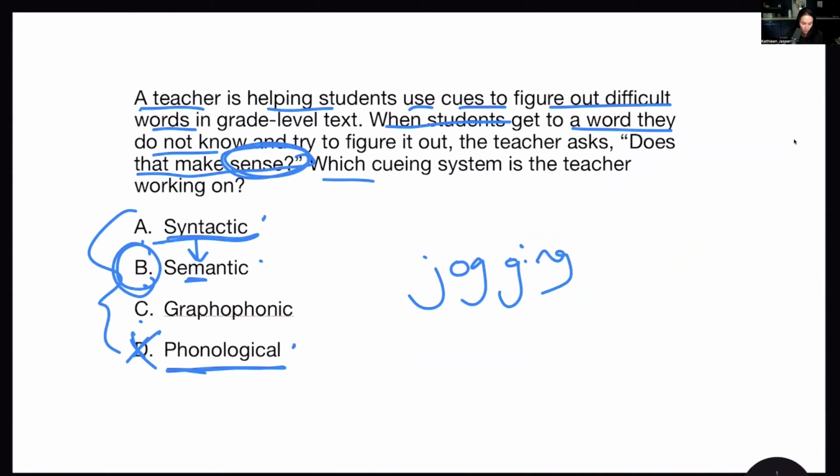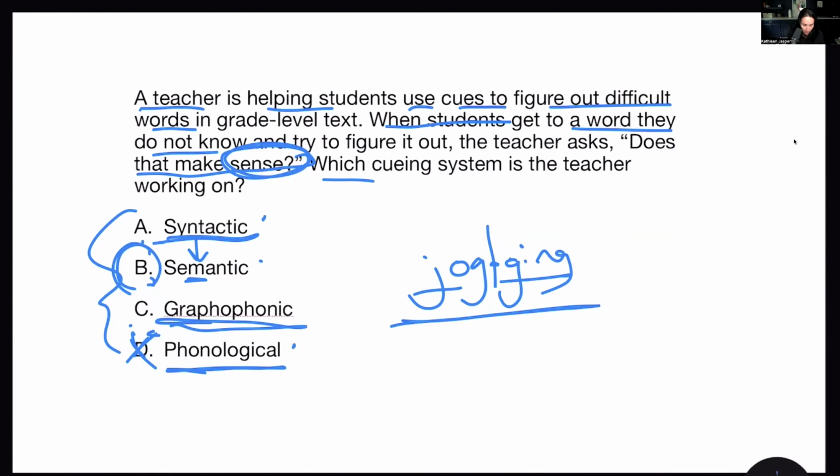And let's say that the student stops at this word in the middle of a paragraph and tries to sound it out and is having a difficult time. You may ask the student to look at the word, look at the codes within the word, maybe break it up into two syllables here. Jogging, right? You might have the student sound it out, jogging, jogging. That's graphophonic. That's where you use phonics to figure out the word that you're having trouble pronouncing.